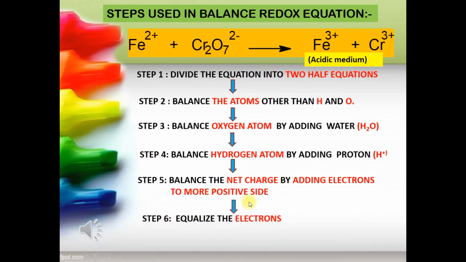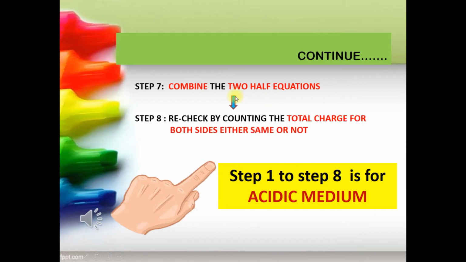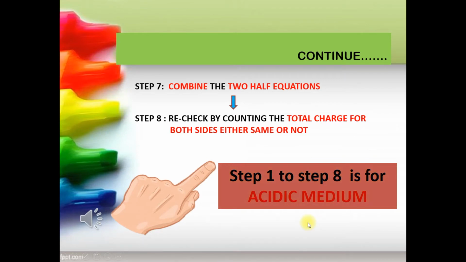Step 6, equalize the electrons to cancel out the electrons on both sides. Continue. Step 7, combine the two half equations. Step 8, recheck by counting the total charge for both sides, whether it is the same or not. Step 1 until step 8 is for balancing redox in acidic medium.